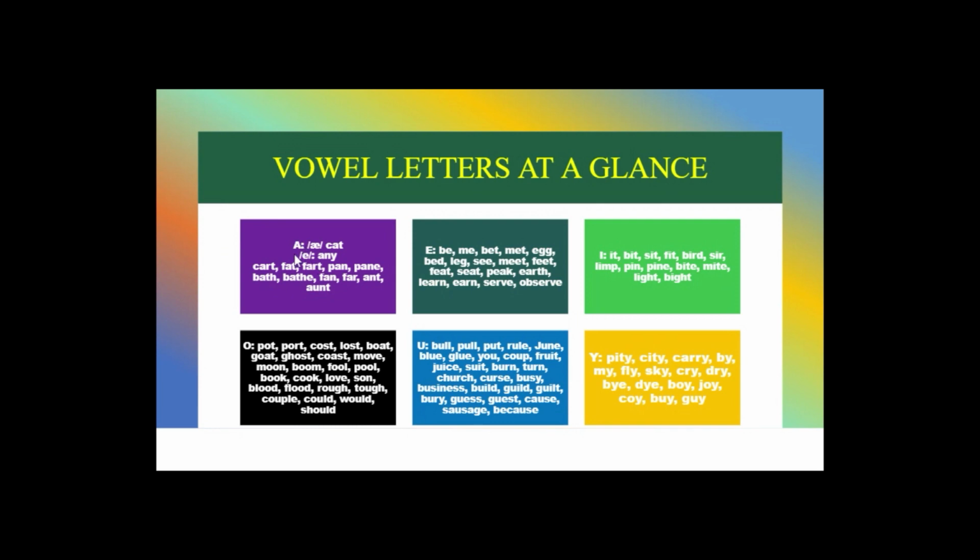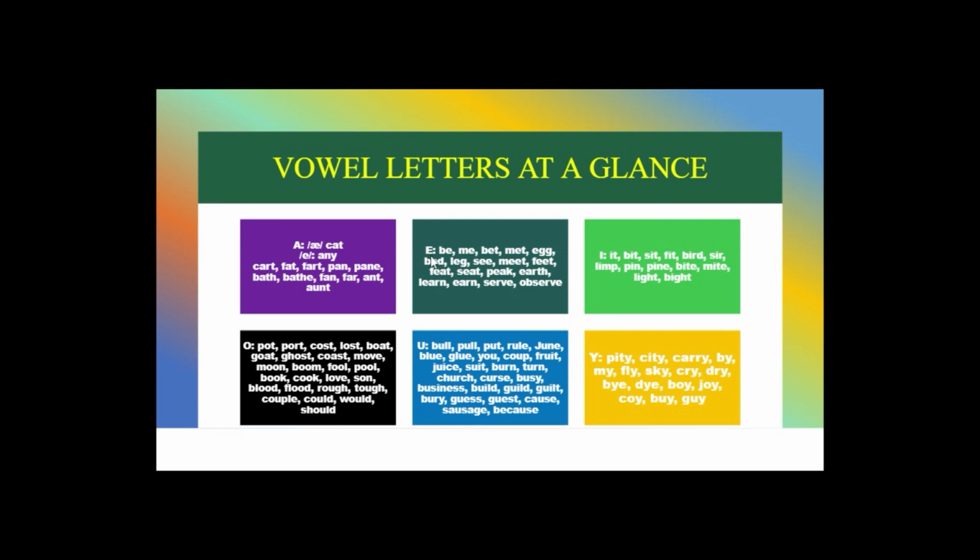Let's begin with the vowel letter A. It represents the sound A, as in cat. It also represents the sound E, as in any. It represents the sound A, as in fat, as in pan, as in pain, as in bat, as in bait, as in fan, as in far, and as in ant.